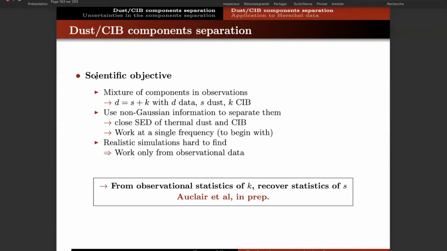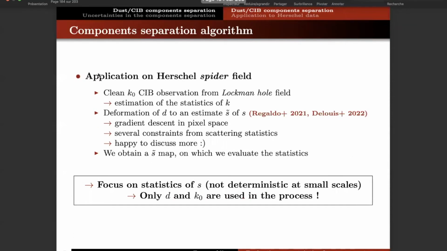So what we will do is evaluate from observational data the statistics of the CIB from a particular patch of the sky. And from the image I showed you and the statistics evaluated from another patch of the sky, we will try to recover the statistics of the dust thermal emission. That's basically the project of one of our PhD students, Constant Octobre. So what can we do? We have the Lockman-Hole field. I will show an image later on, 250 microns from Herschel.